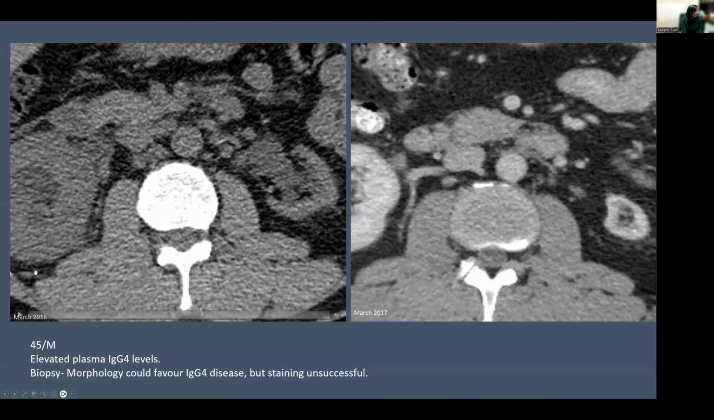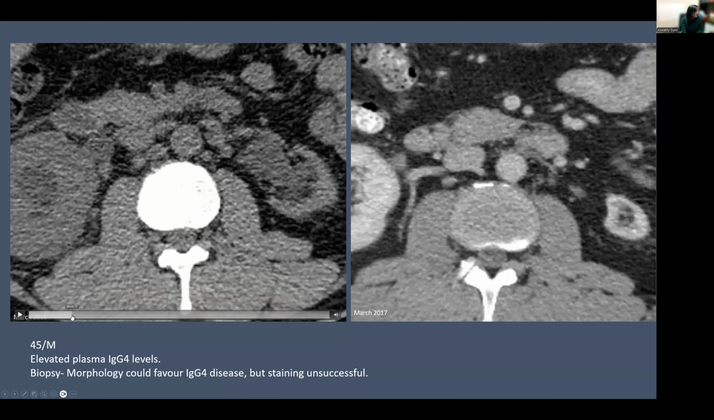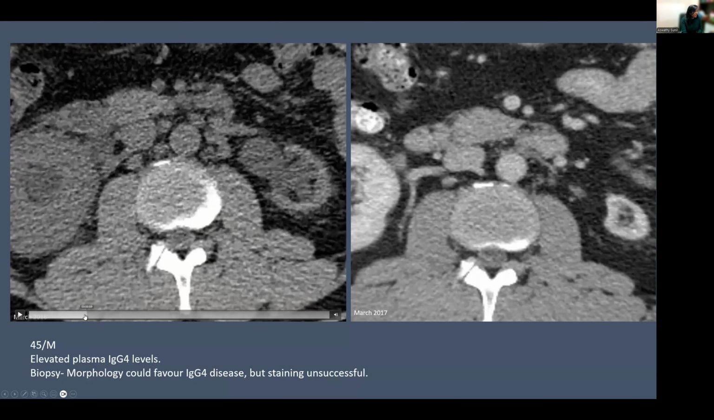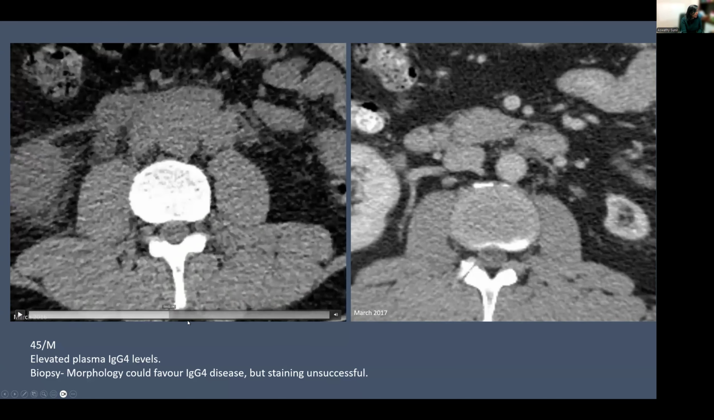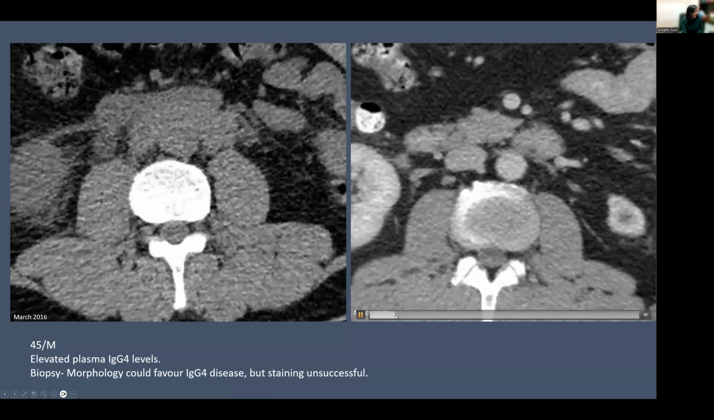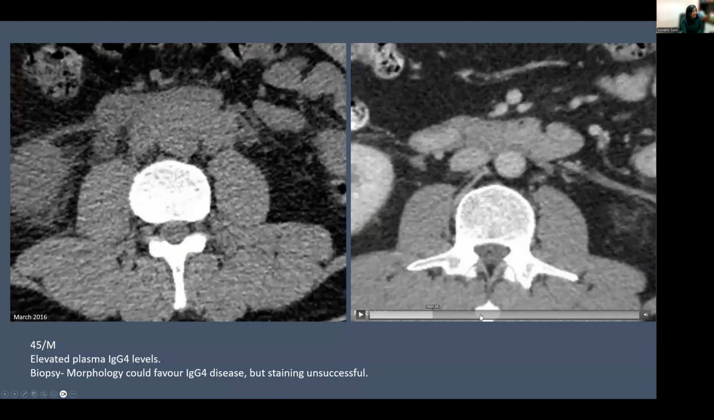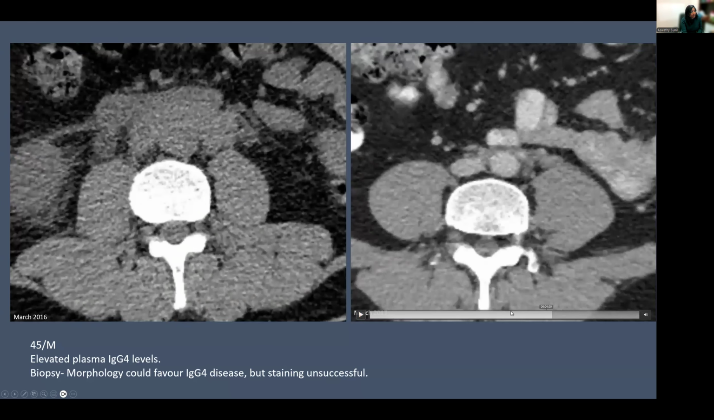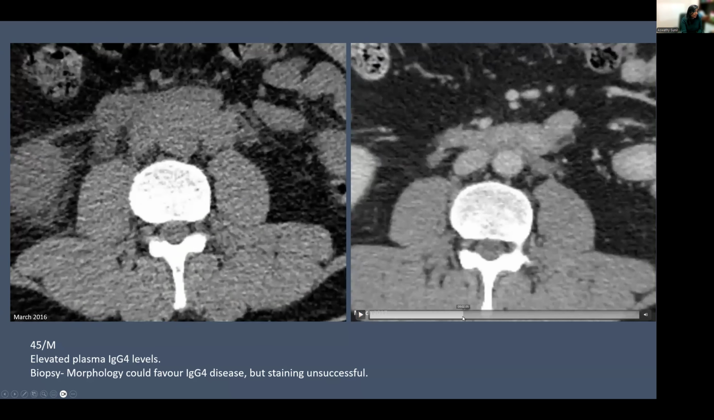So this is a 45-year-old male with elevated plasma IgG4 levels. And you see, this is a non-contrast study, and you see bilateral hydronephrosis with soft tissue thickening anterior to the aorta. This is the same patient after treatment, 1 year later. There is significant reduction in the bulk of that retroperitoneal lesion.